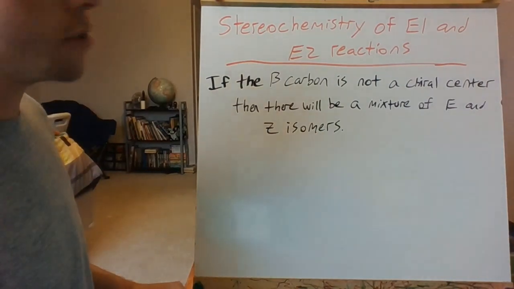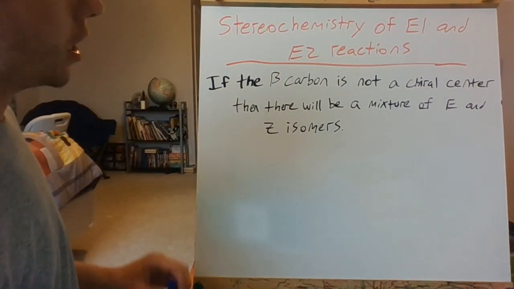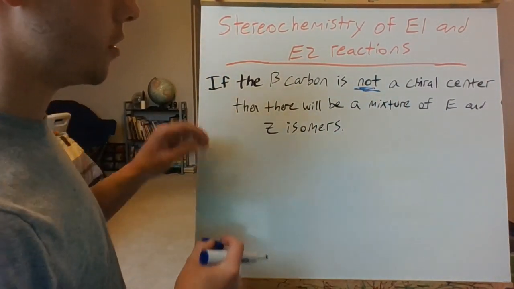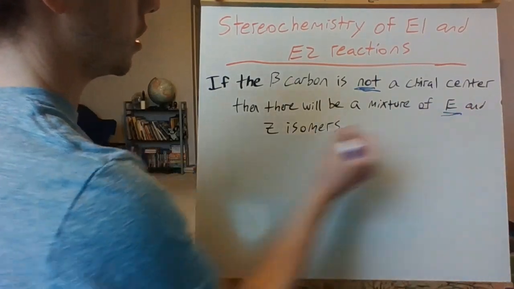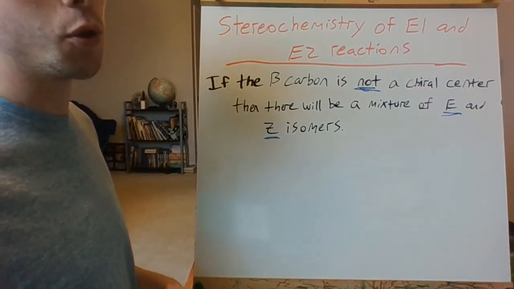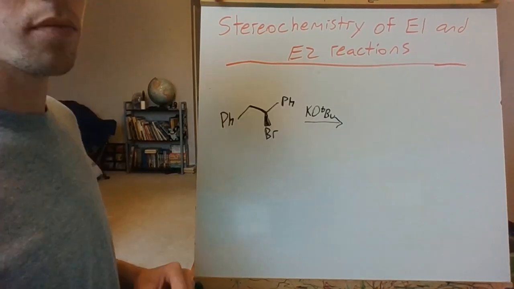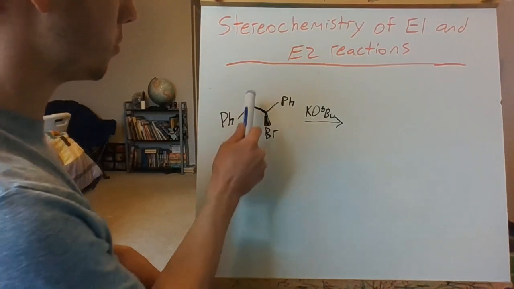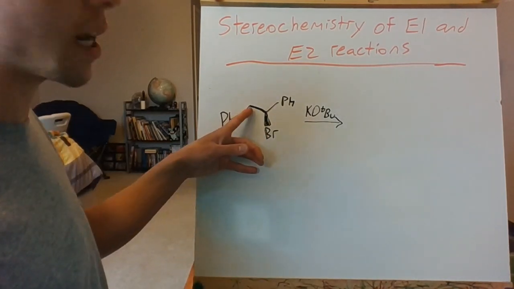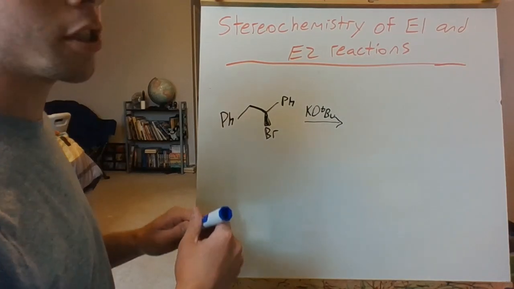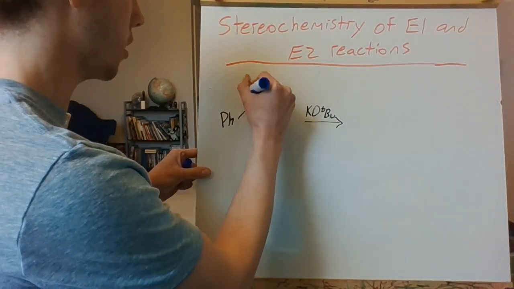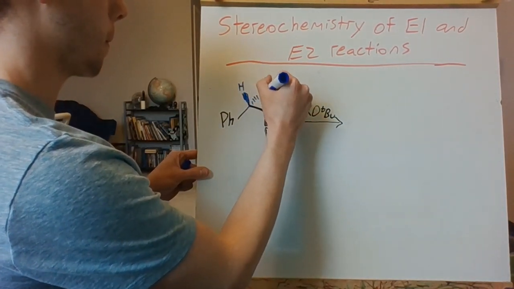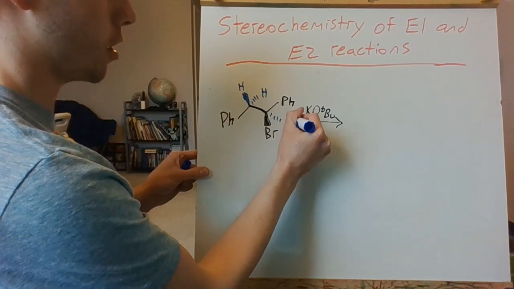So we proceed through an E2 mechanism, but the beta carbon is not a chiral center, so keyword: not a chiral center. Then there will be a mixture of E and Z isomers, similar to what we saw with the E1 mechanism. So for example, we take this molecule we looked at earlier, except instead of having a methyl group here making this a chiral center, we now have 2 hydrogens, meaning it is not a chiral center. So let's go ahead and draw those hydrogens in here. And then remember, we also have 1 coming off of here.